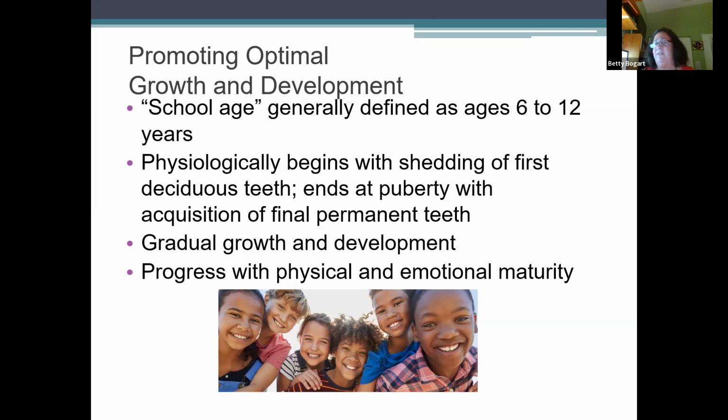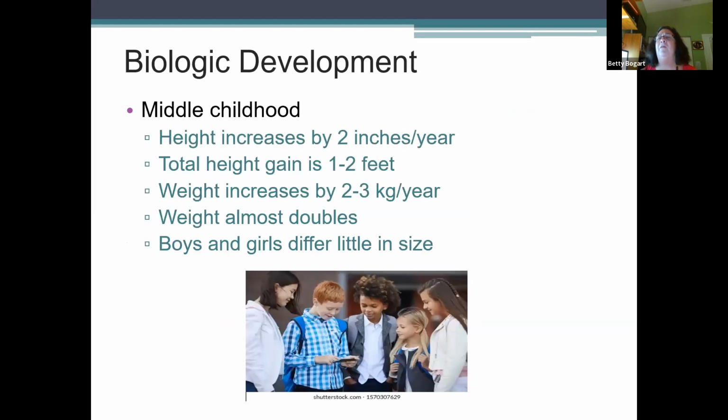Now, because it's 6 years of time, you'll see gradual growth and development. And these children at 6 are babies, and they have baby faces. By the time they become 12, they're more adults, and they appear more mature. Now, they will have more physical and emotional maturity, but remember, they're still 12 years old. There's still a lot of unknowns of how mature they really are.